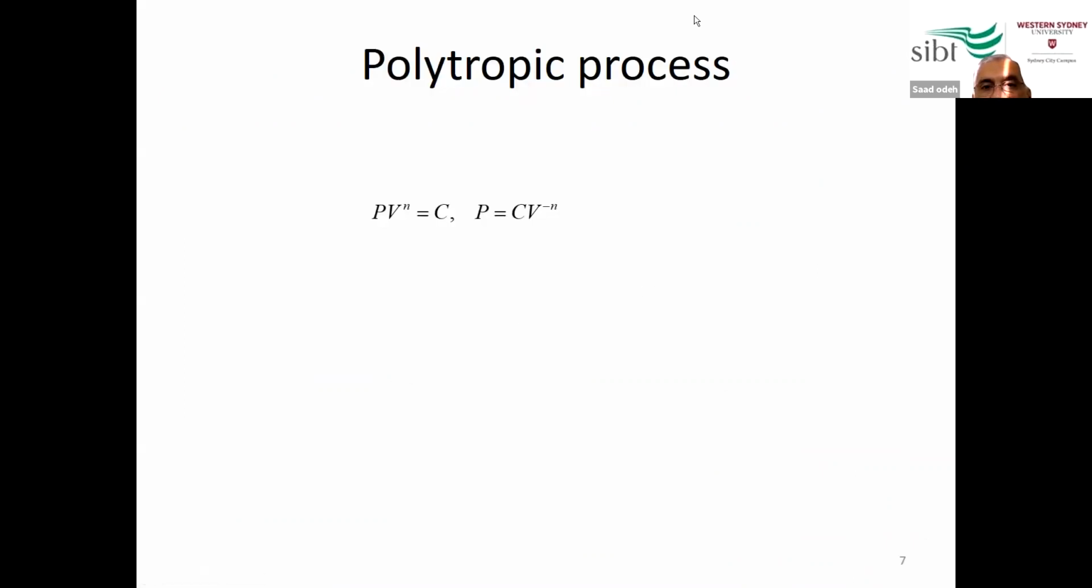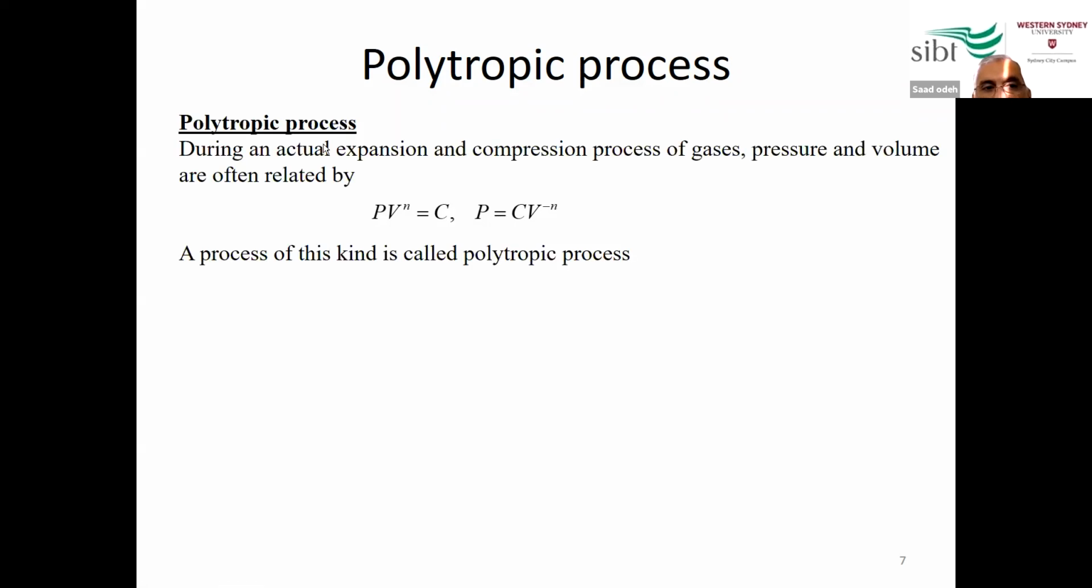So we said before that we can show you what the actual real-life process is, which is what we call the polytropic process. During an actual expansion or compression process of gases, we should follow this equation. Remember before we said we are using PV equals mRT. Now PV is raised to the power n is constant, and n is the constant of the polytropic process.